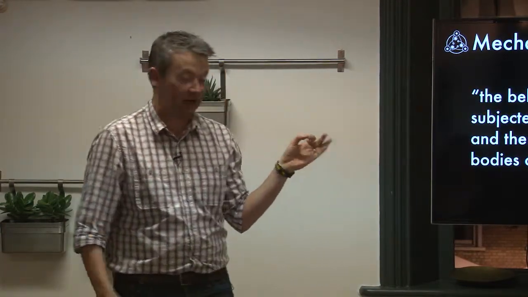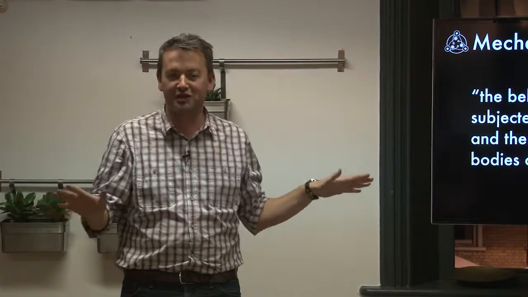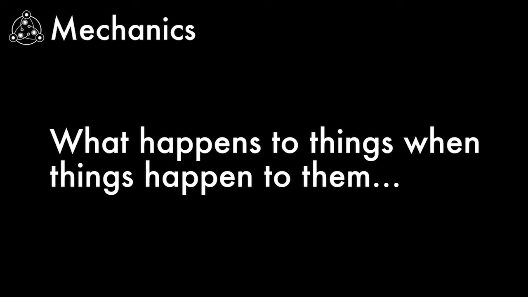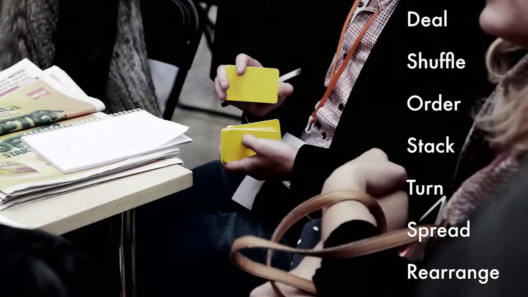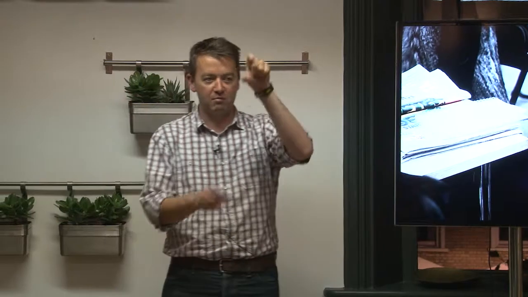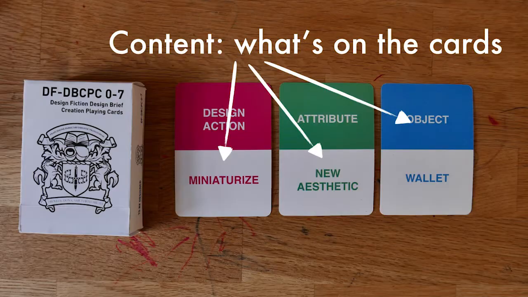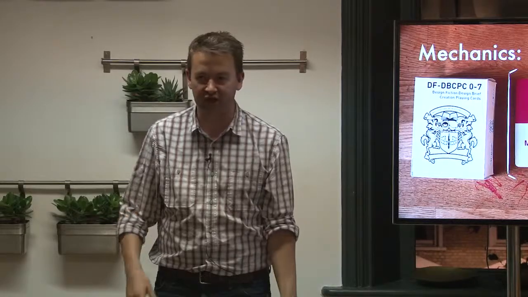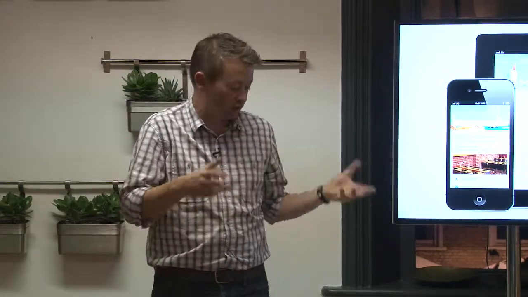If we define mechanics, again, Wikipedia, it's the perfect 36-hour talk resource. The behaviour of physical bodies subjected to forces of displacements and subsequent effects of bodies on their environment. Basically, what happens to things when things happen to them? The mechanics in card world: dealing, shuffling, ordering, stacking, turn, spread. When one thing moves, it affects all the other things around it. It's not the content of cards that's interesting, it's the mechanics, the fact that they are cards, the fact that they do move around and affect all this other stuff.